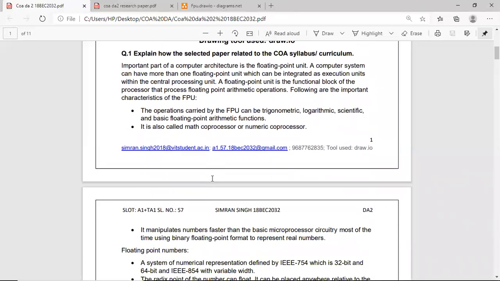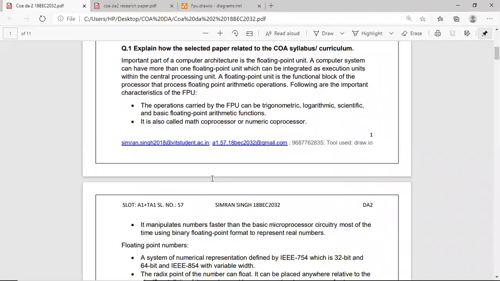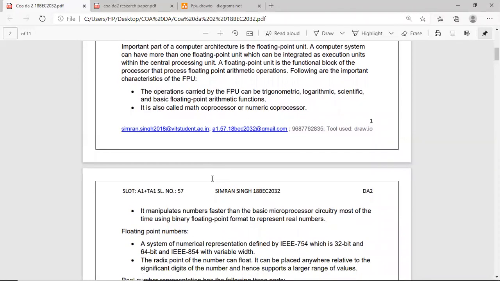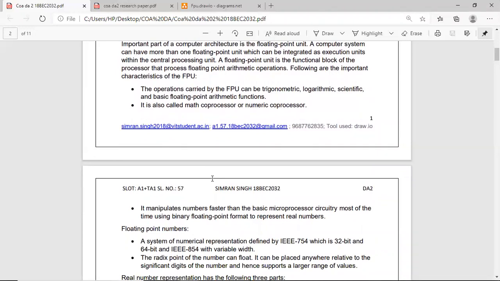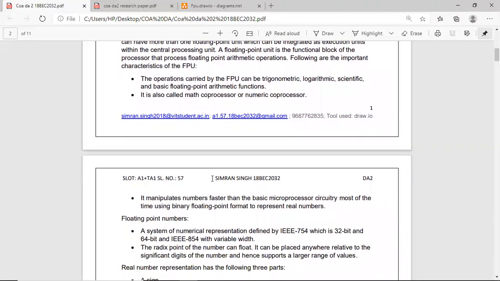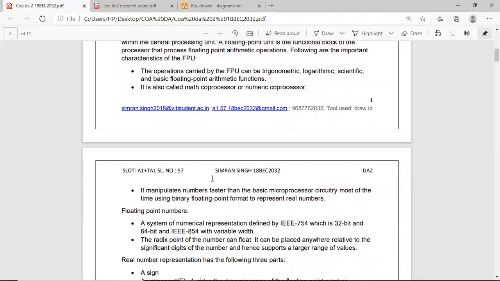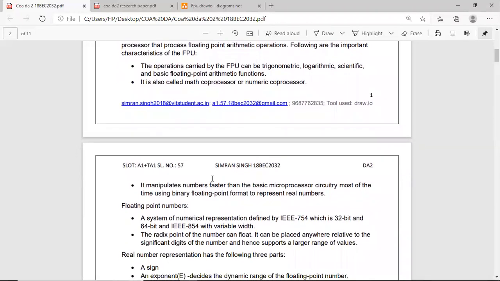The first question expected us to explain how the selected paper is related to the syllabus or the curriculum. At first, I have explained what a floating point unit is, how it is necessary, and what the important characteristics of the FPU are. The operations carried out by the FPU can be trigonometric, logarithmic, scientific, and basic floating point functions.